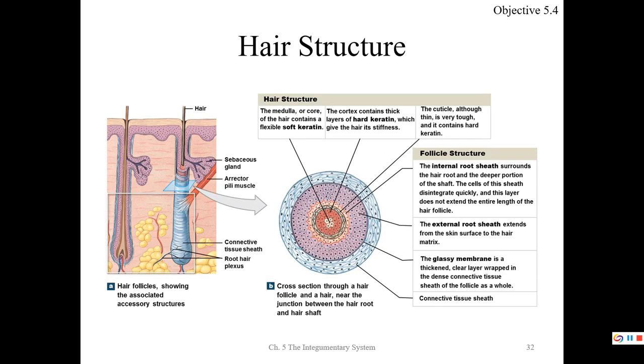So this is your hair. You can see that we have a hair follicle, and there is all that going on in the hair follicle. We have our cortex, the outer part of our hair. I don't worry about the glassy membrane and things like that, but I do worry about the cuticle on the outside, the cuticle, the cortex, and the medulla.